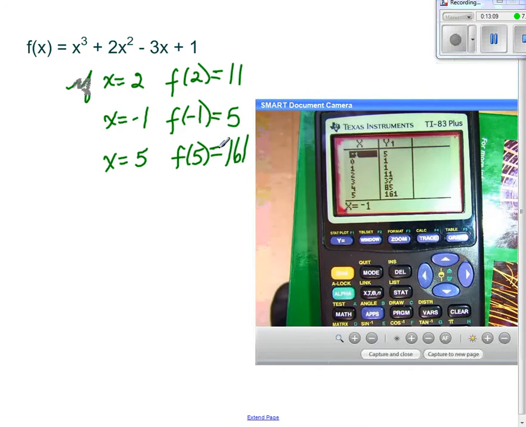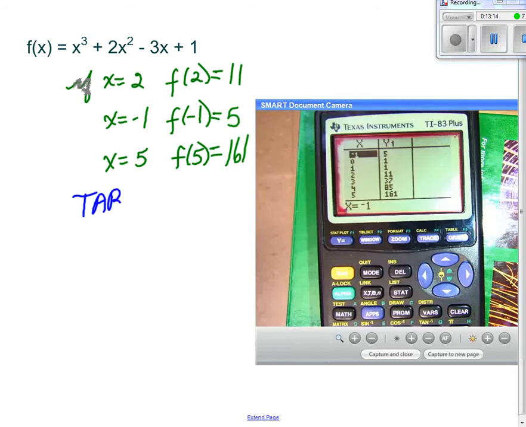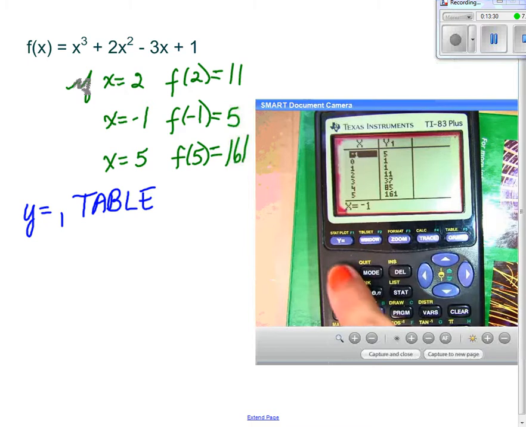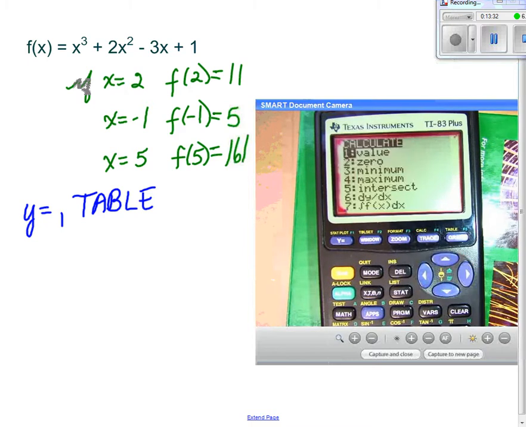Let's write that down so you've got a record of it. We went to table after we had typed our equation in to the function button. Second way of finding that information is going to the calc, which is up above the trace button. So right here, second function trace, I've got calc.